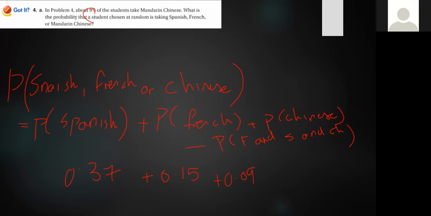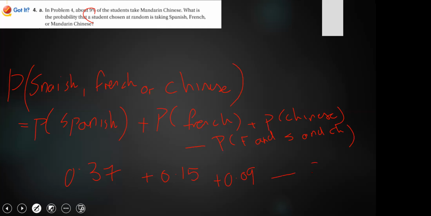But teacher, are these mutually exclusive events? Yes, there's none. It's zero, right? Because they can't take all of these at the same time. So the answer will be the summation of 0.37 plus 0.15, which is 0.52, plus 0.09, so it is 0.61. There's 0.61 who took Spanish, French, or Chinese.